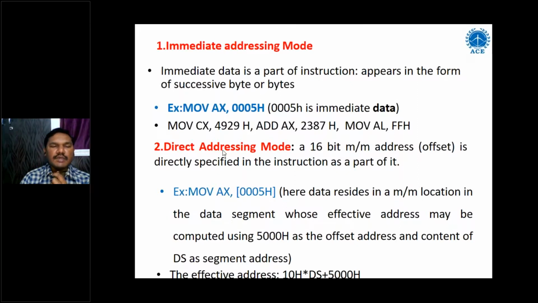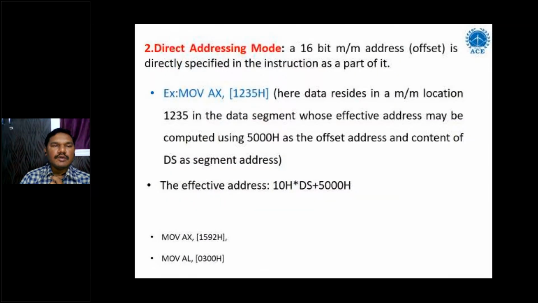Next, direct addressing. The location of the memory is called the address. This address location may be either 16-bit or 8-bit. So a 16-bit memory address offset is directly specified in the instruction as a part of it. Say, for example, MOV AX, [0005]. In 8086 assembly programming, the bracket indicates an address location. Without the bracket, the instruction is read as data.